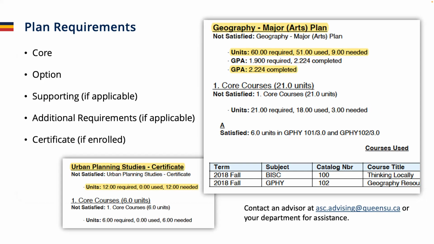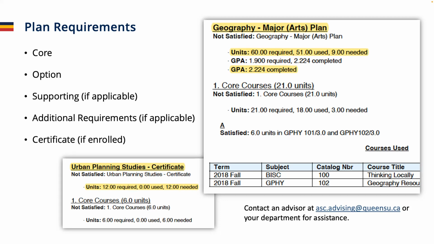Under the plan section of the report, you will see a summary of the plan requirements. As with the overall credit count for your degree, you will see how many units you have used and how many are remaining or needed to complete your plan requirements. Joint honors plans will be organized by subject concentration, and minor plan requirements will be listed below the major in the report. Your plan GPA is listed here as well.